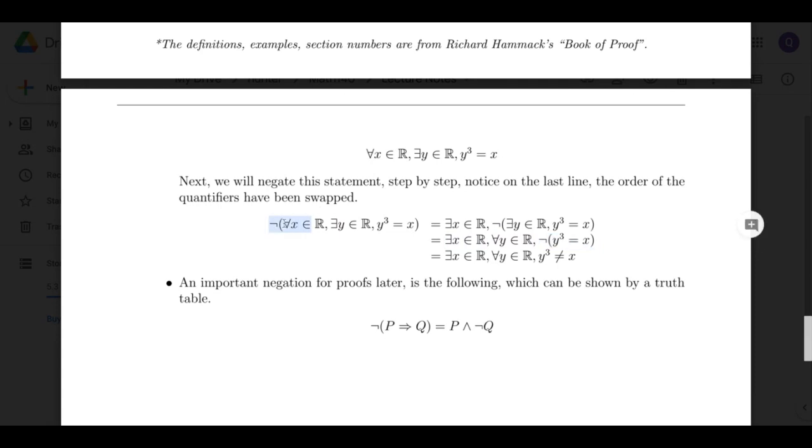Because when we negate this combined statement, we have negated everything. We can write it as: there is one real number x such that for all real numbers y, y cubed does not equal x. So that's the negation of the whole statement.